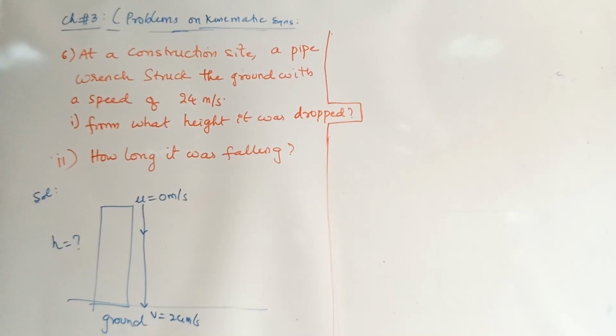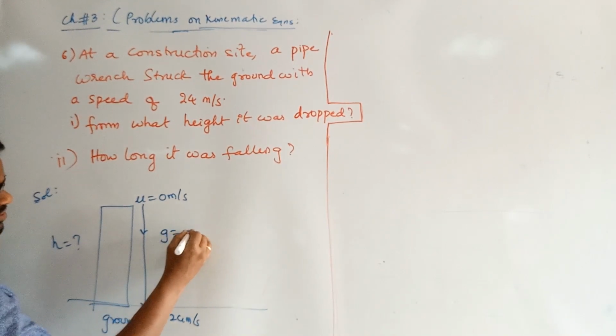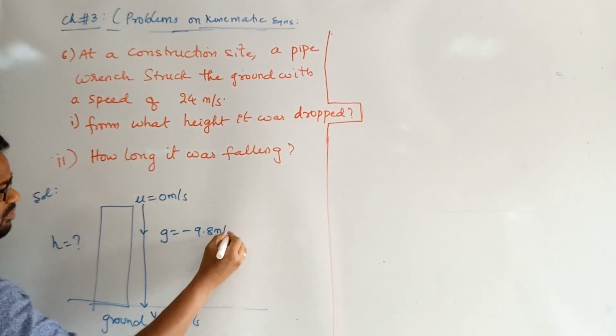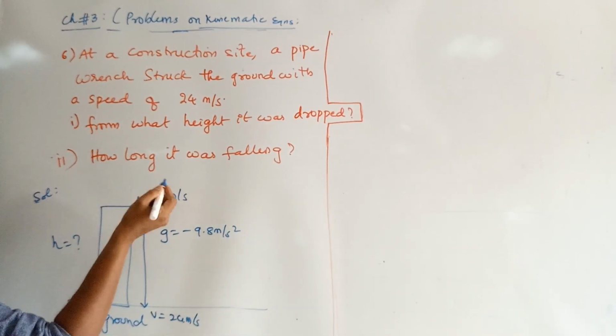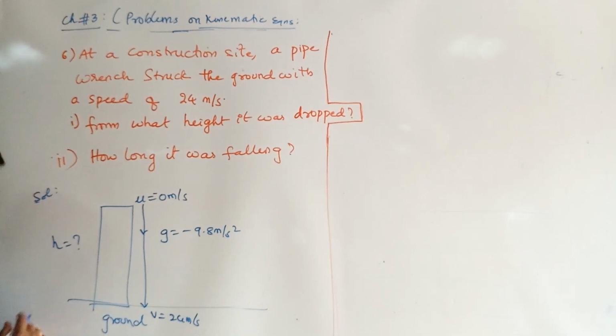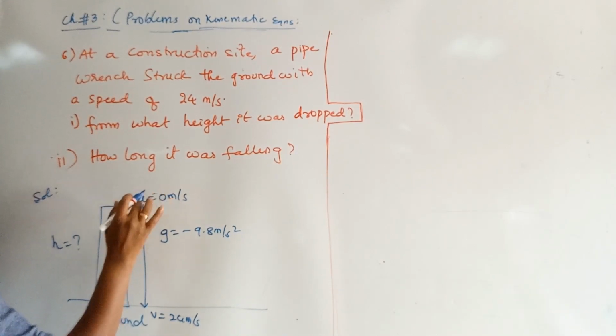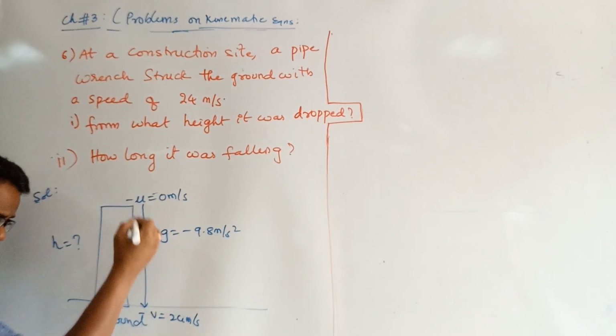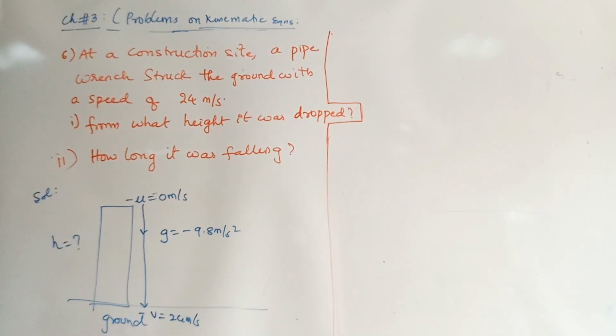What are the various things given? Only V is given. And what equation can be used here? What is the other parameter we have? We have G equals minus 9.8 meters per second square. Is U positive or negative? Because it is falling down, it is minus. We said that going in the downward direction is always negative. V is also fine.